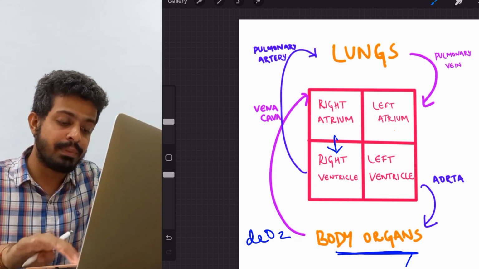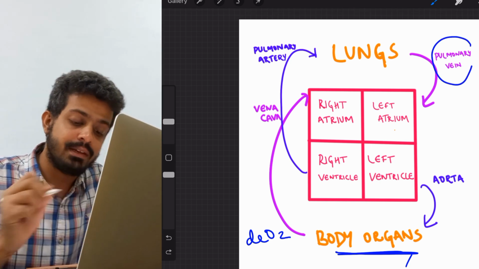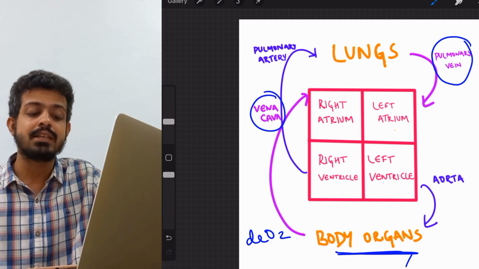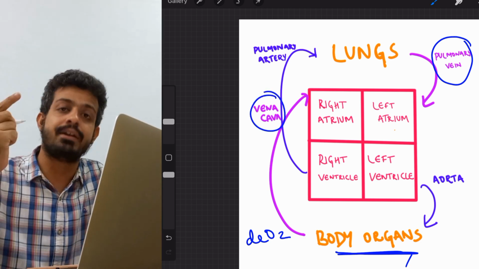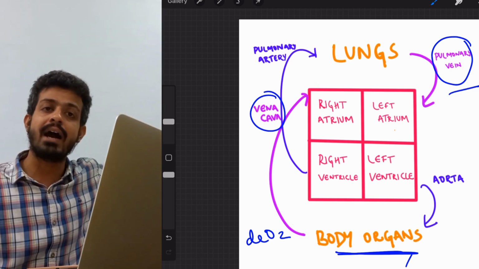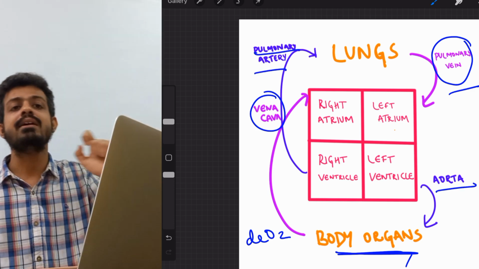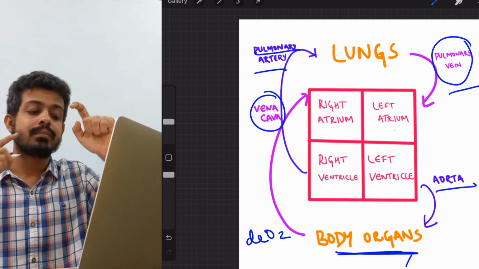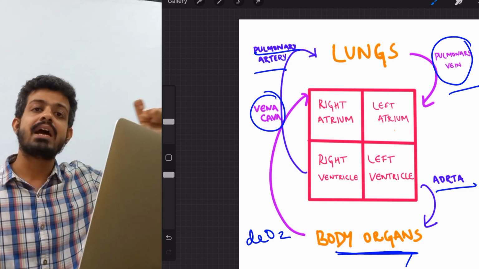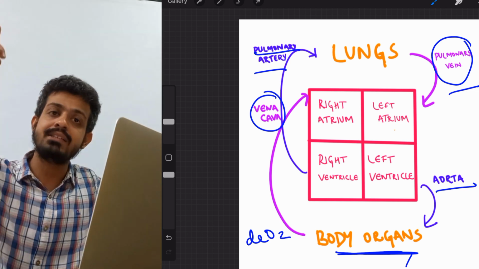In this picture, you will see that the pulmonary vein and vena cava are two veins which are providing blood to the heart. In both cases, the veins are providing blood to the heart, and the aorta and pulmonary artery, you can see, are taking blood away from the heart. Veins provide blood to the heart and arteries provide blood away from the heart to the lungs and to the body organs.